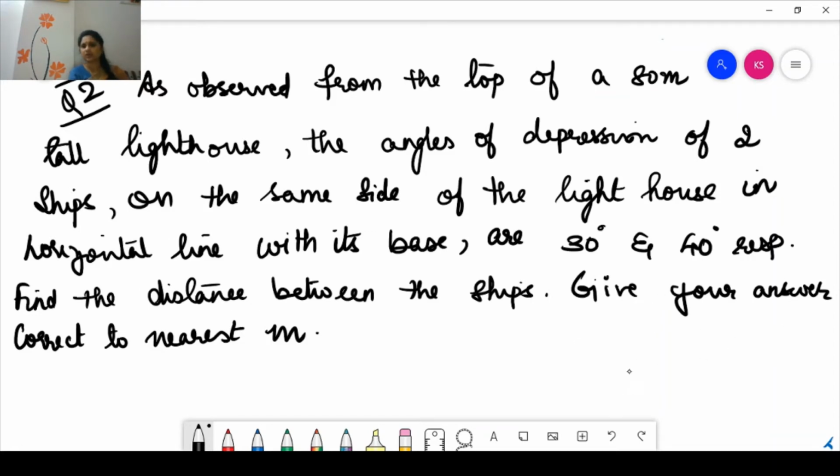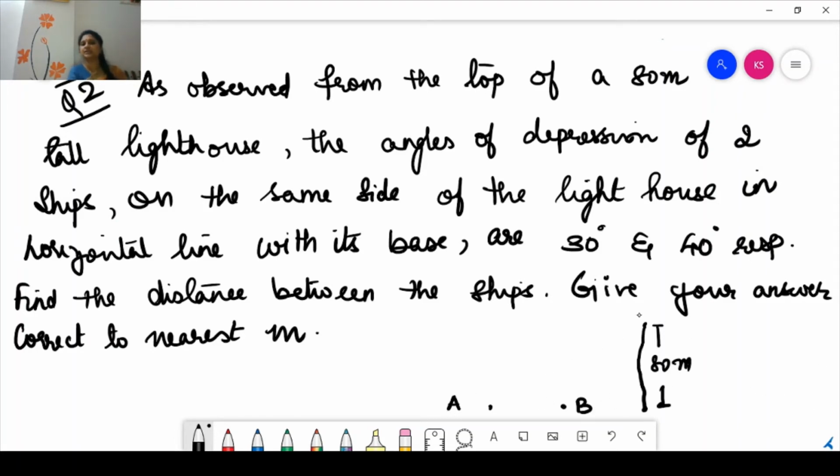Okay, let's quickly draw a rough figure now. So I have a lighthouse and the lighthouse height is 80 meter tall. It should be a straight, vertical line. Now the angles of depression of two ships on the same side of the lighthouse. Okay, same side. There are two ships like this on the same side. It's not here and here, but on the same side.